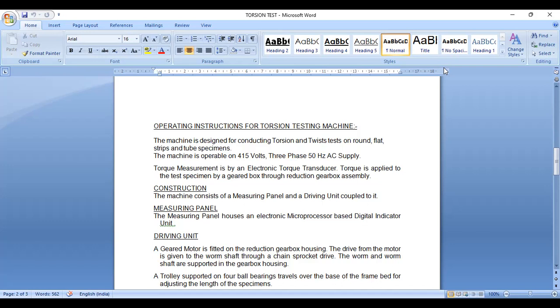Here in the torsion test, we need a specific test piece, and we need a specific machine to do the testing. Let us discuss the operating instructions for the torsion testing machine.